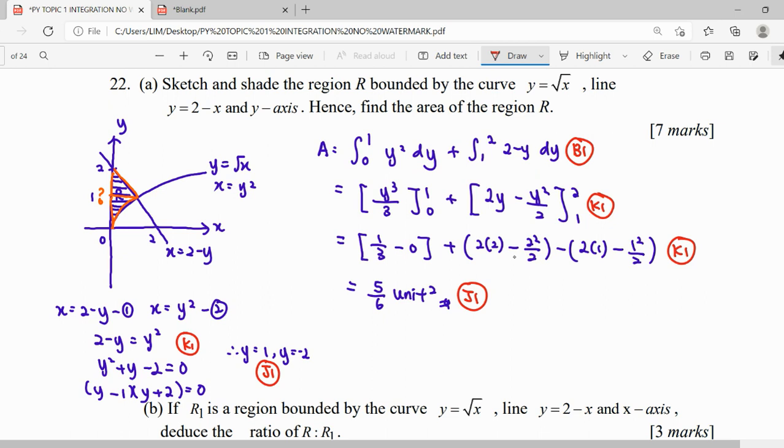Your diagram here, they say sketch, so your diagram also gets marks. The first is drawing the two graphs. Another mark for your diagram is your labeling, and all this shading. Shade it as R, label x and y, label the curve. So 1, 2, 3, 4. Yes, 7.